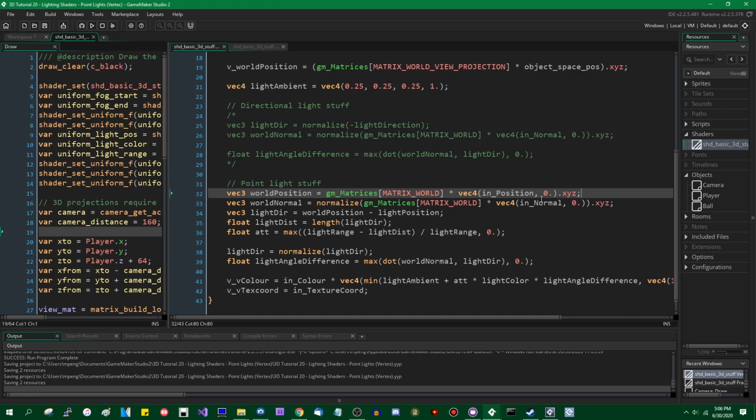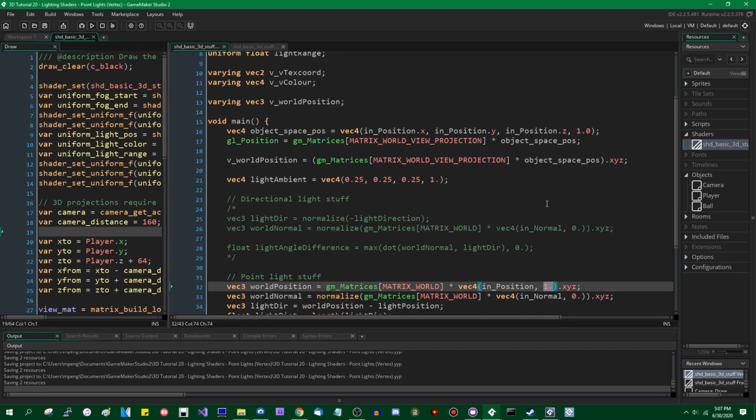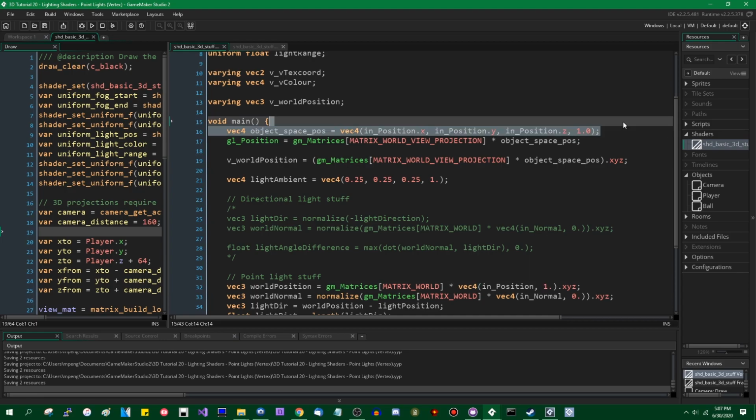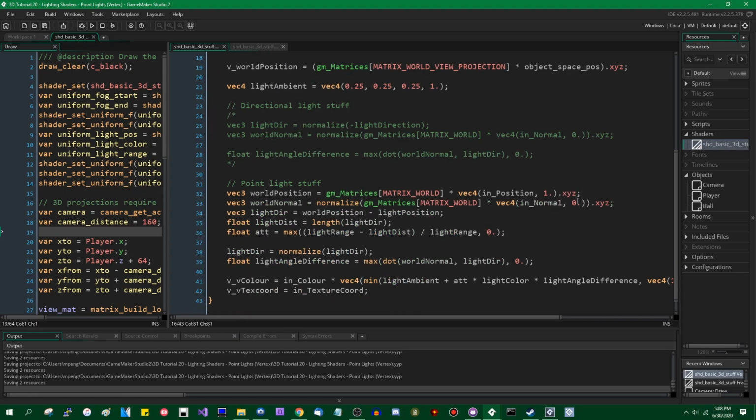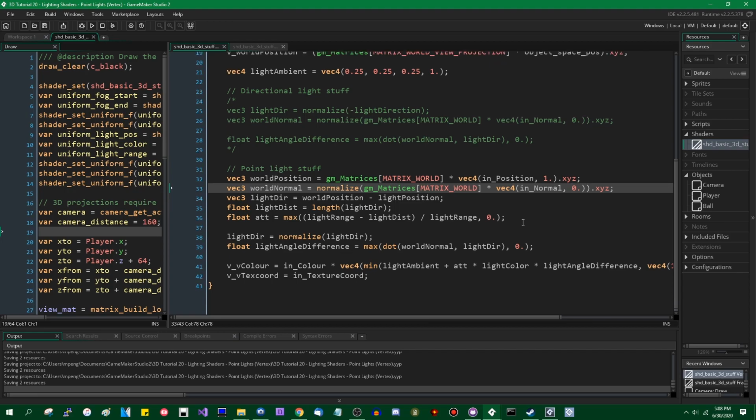2, this is less obvious. When you multiply the position vector by the world matrix, you want to have the W coordinate in the vec4 that you build out of the position attribute be 1. You can see that up here in the object space position, which figures out the final position of each vertex on the screen. It creates a vector 4 composed of the position and 1. But when you do the same for normals, you want it to be 0. Otherwise, the math doesn't work and things aren't lit properly.